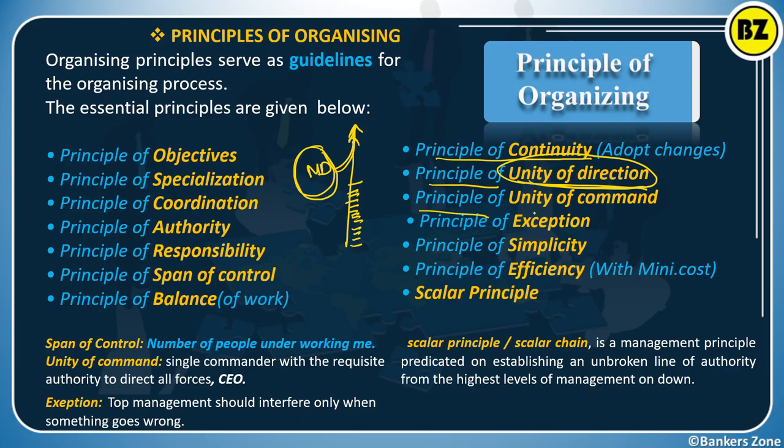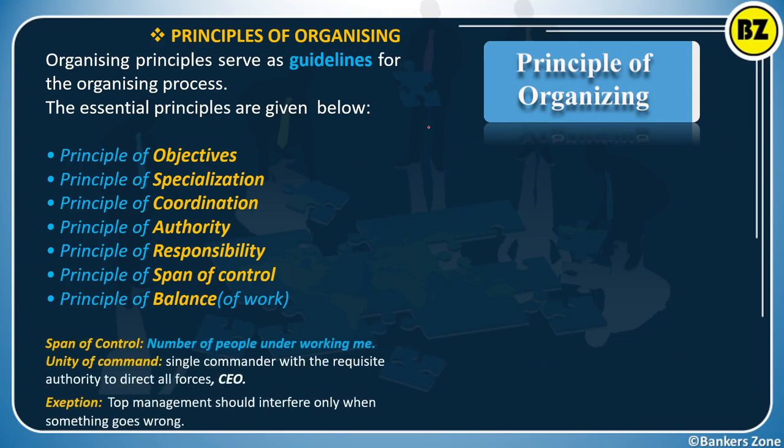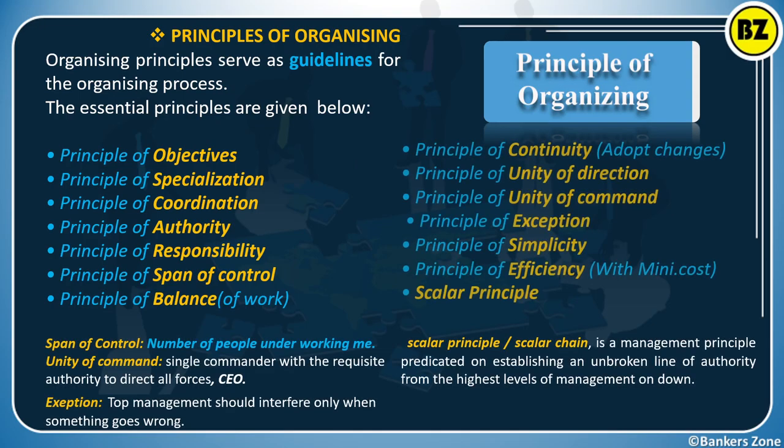Now, principle of unity of command. What do you mean by unity of command, and what is the principle of unity of direction? You have to understand that, right? So friends, we have discussed unity of direction. Now what do you mean by unity of command? See, who can give the direction? The apex body, say the MD in the organization. Now, unity of command means what?